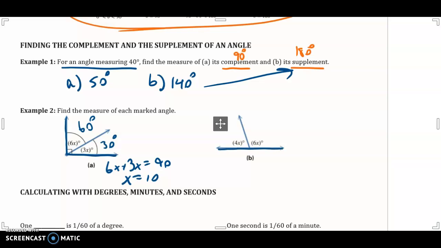These two angles add up to 180 because they create a straight line. So 4x plus 6x equals 180, so x is 18. And so this ends up being 72 degrees and 108 degrees.